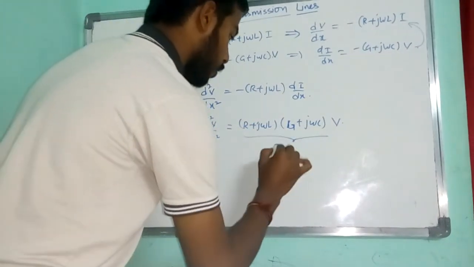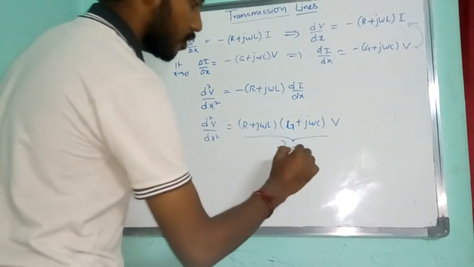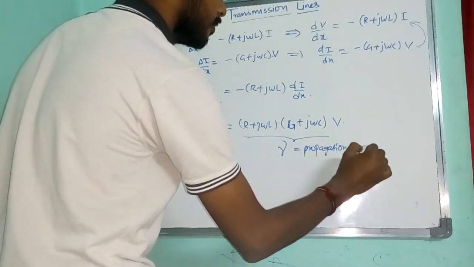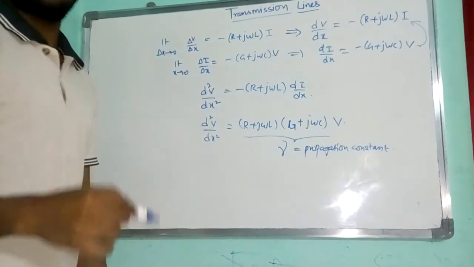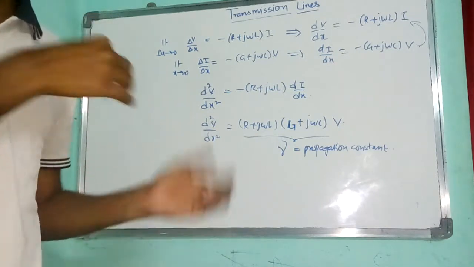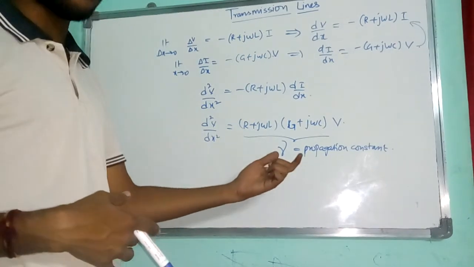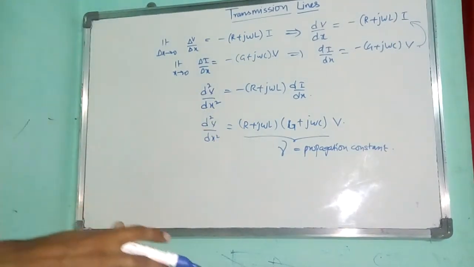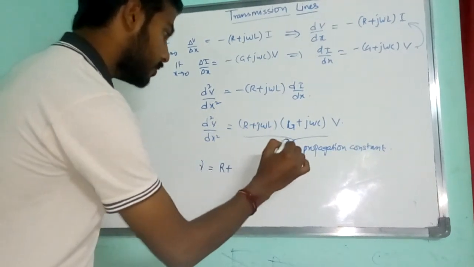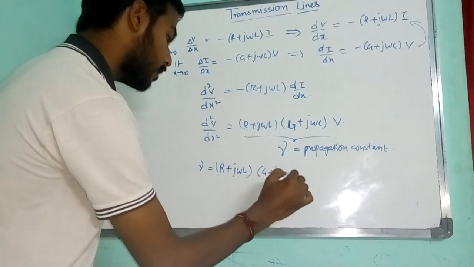Now this entire term is given a name called gamma. The entire term is called gamma, which is called the propagation constant and is one of the important parameters of the transmission line. Okay, this gamma helps us to know whether the transmission line is lossless or low loss. We'll come back to what is lossless and low loss after a few lectures. But here this gamma plays an important role in the transmission line theory. So this gamma is given by the square root of (R plus j omega L) into (G plus j omega C).